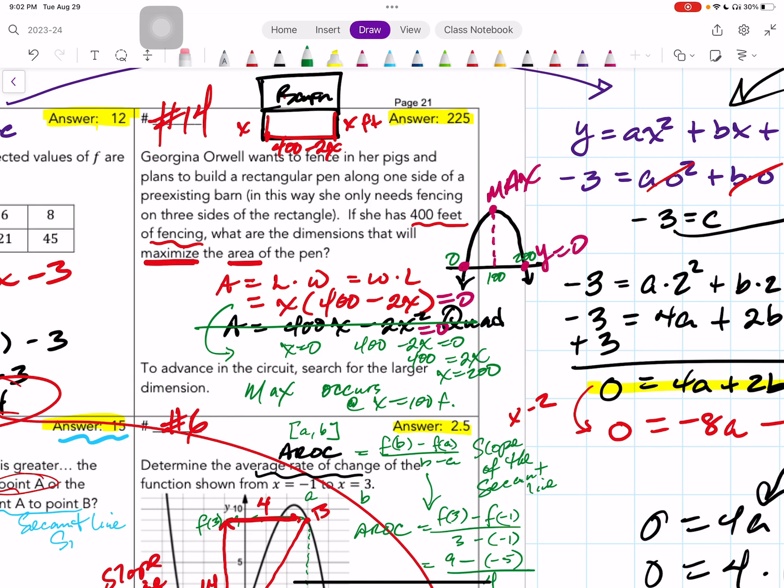Okay, so if x is 100 feet, then let's go up to the picture. The width is 100 feet, and then the length, which is the longer side, is 400 minus 2 times 100, which is obviously 200. So that is the length. And look at this, to advance in the circuit, search for the larger dimension. And guess what? That's the length. And so the answer here is 200, not 100, because we want to take the longer side.